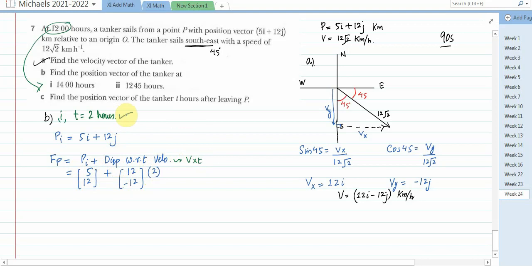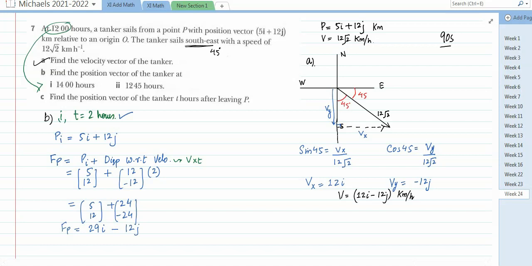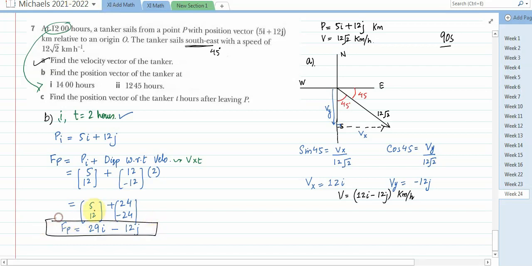Now you need to solve this equation here. So it's 5, 12 plus 24, minus 24. 5 plus 24 leads to 29i, plus minus 12 minus 24, that is minus 12j. That is the final position of the tanker after 2 hours. Alright, so I hope that this is clear to you. And you need to write down the solution in your copy. For this part we have a time of 60 seconds, so start.